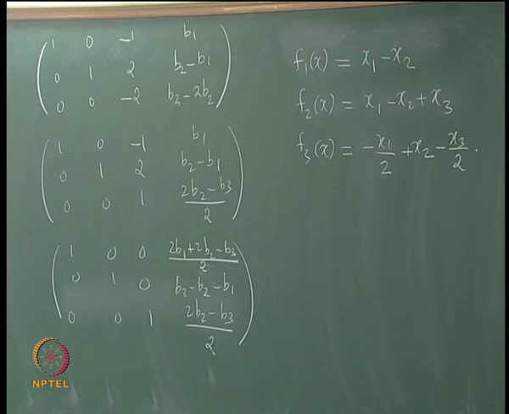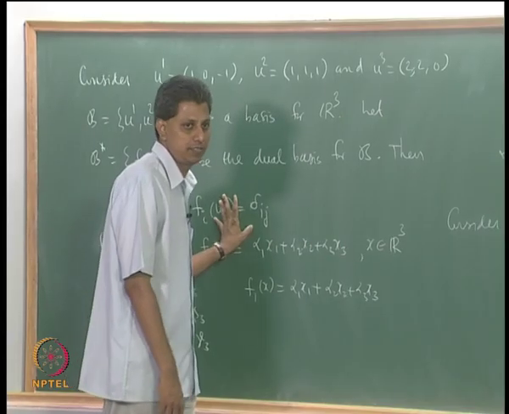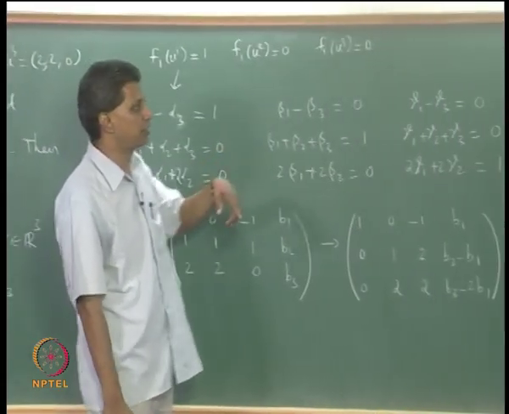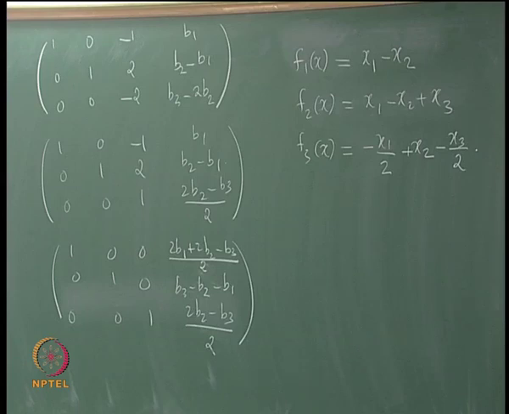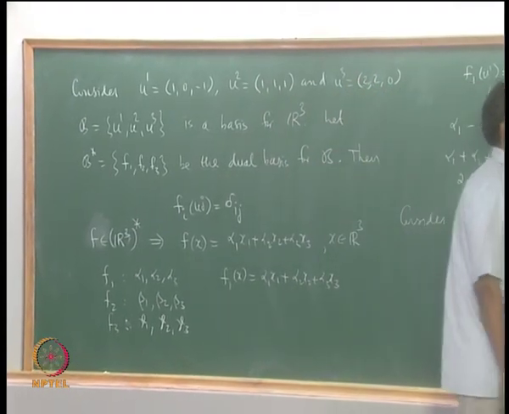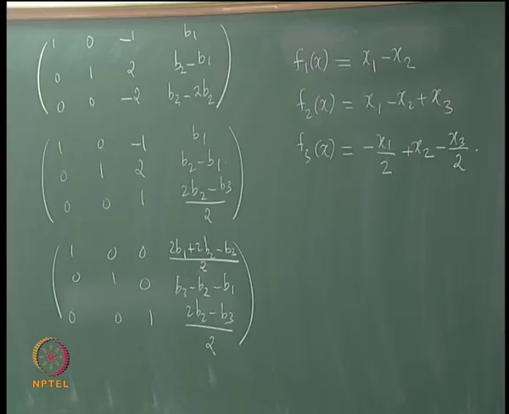Now you can verify that these three functionals satisfy these nine equations. Fi uj equals delta ij. For instance, look at F1 of U1, U1 is 1, 0, minus 1. So, F1 of U1 is 1, F2 of U1, x1 plus x3, 1 and a minus 1, that is 0. I am calculating F1 of U1, F1 of U2, F1 of U2 is 1 minus 1. F1 of U3 is 2 minus 2, okay.